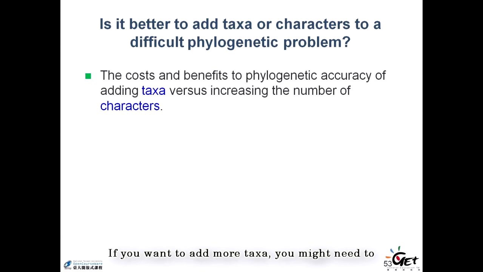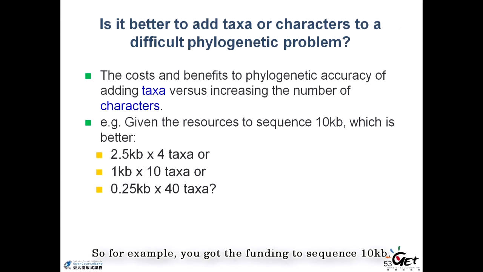If you want to add more taxa, you might need to go to the field to collect more data yourself. And if you want to add more characters, which means you probably need to sequence more, it also costs some money. So for example, you got funding to sequence 10 KB, which way would be better? Should we use 4 taxa and an additional 2.5 KB, or 10 more taxa with 1 KB each, or maybe 40 taxa with 0.25 KB each?